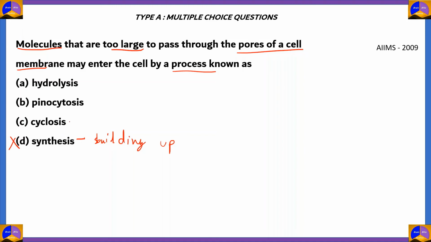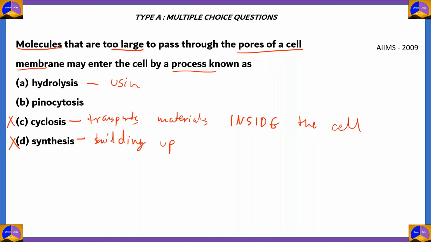What about option C, cyclosis? Cyclosis transports materials inside the cell. So it's basically cytoplasmic streaming. Therefore, option C is incorrect. What about option A, hydrolysis? Hydrolysis is using water to split molecules. So therefore, option A is also incorrect.